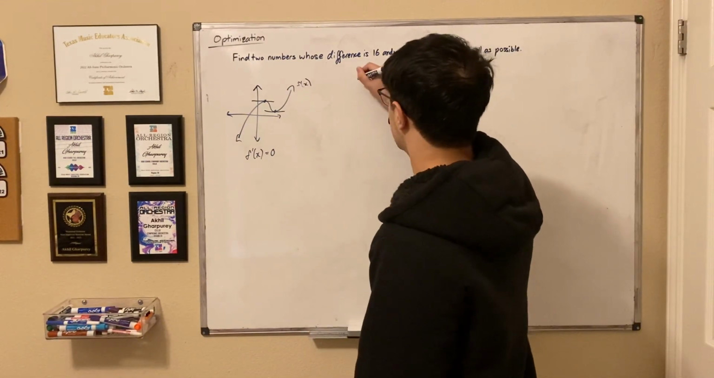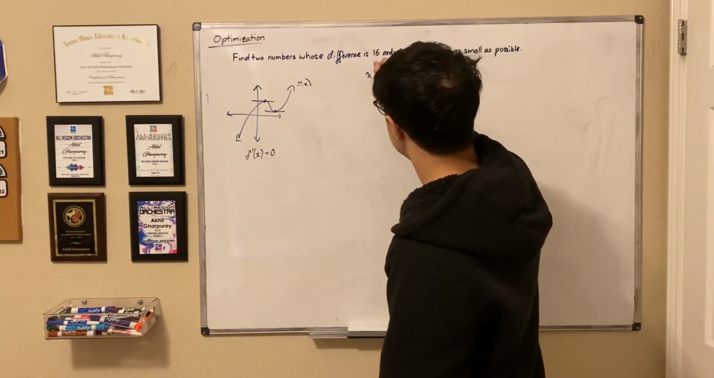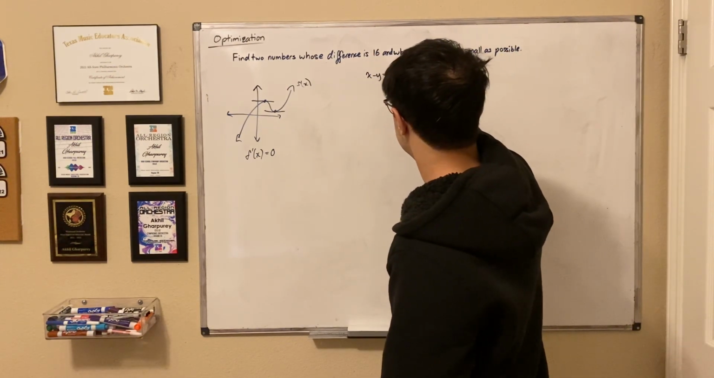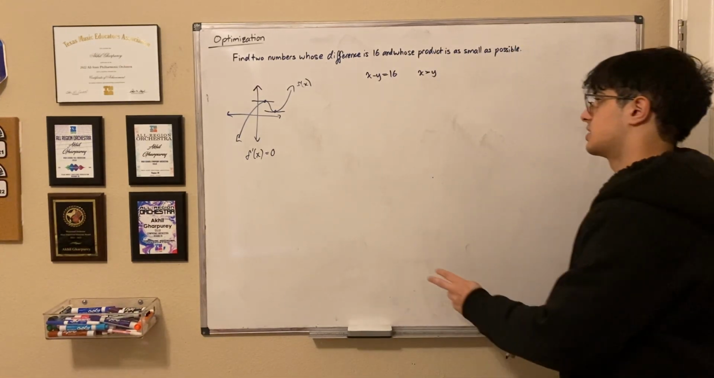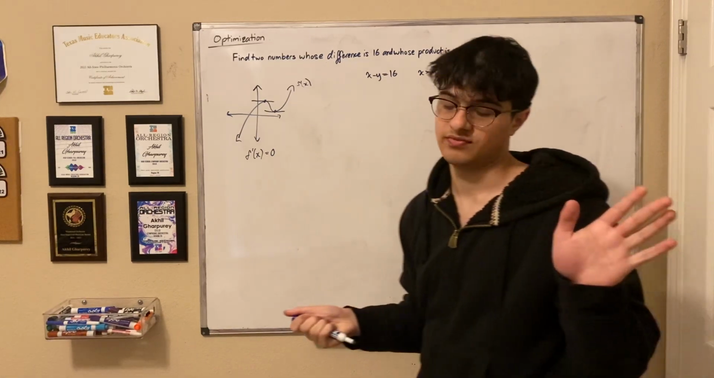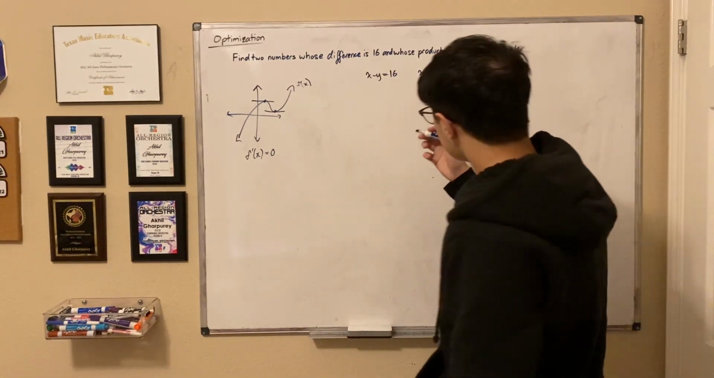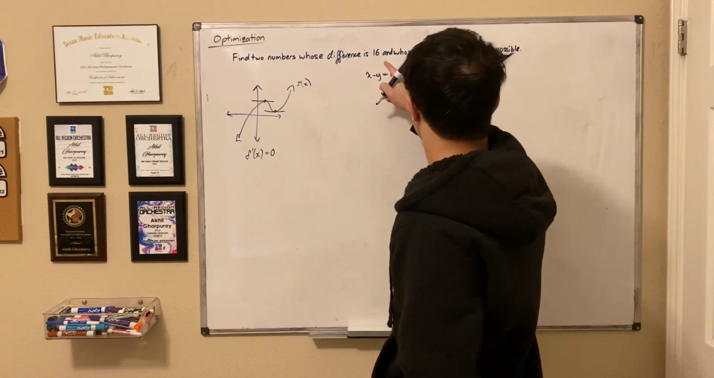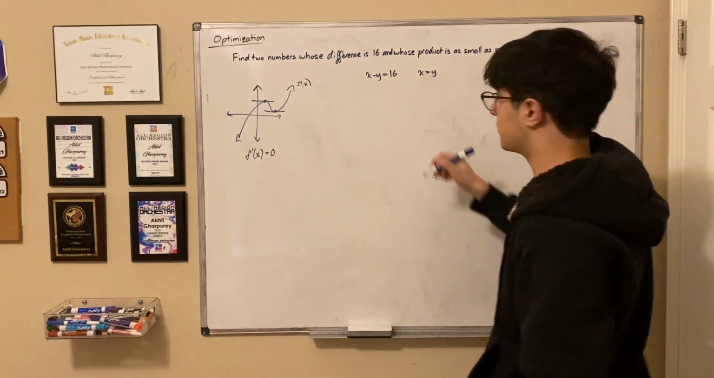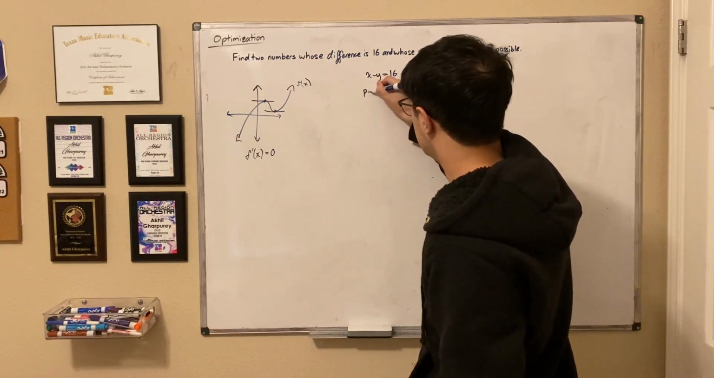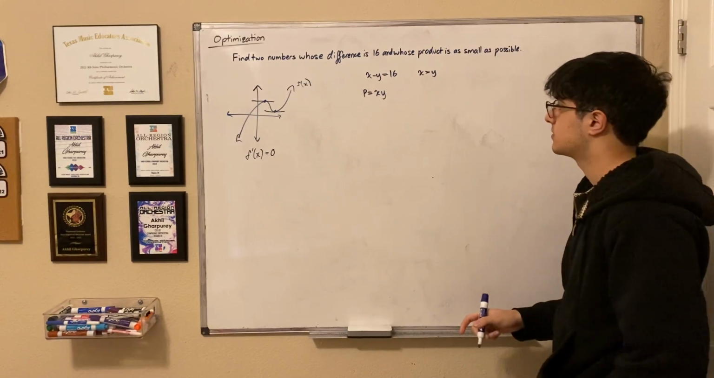So here's the idea. 2 numbers, let's call them x and y. So x minus y is equal to 16, and we'll just assume that x is greater than y, so that way we don't have to do any finicky absolute value stuff. We know that x minus y is 16, and the product of these 2 numbers can be written as p equals x times y. This is our product of the 2 numbers.